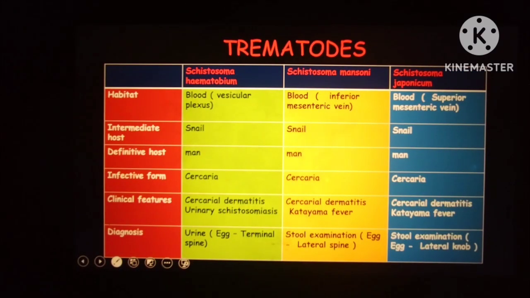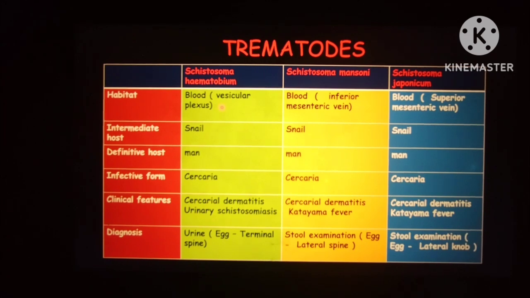Next, first we will be dealing with the blood flukes: Schistosoma haematobium, mansoni and japonicum. First the habitat: Schistosoma haematobium usually resides in the vesical plexus, that is in the bladder. Whereas mansoni is present in the inferior mesenteric vein, and japonicum is in the superior mesenteric vein. You can remember Japan as a developed country, so Japonicum is superior. Just for the remembrance sake, I am saying.